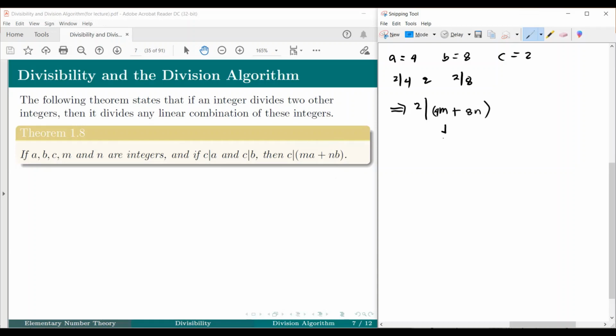So here, if M is 2 and N is 1, we have 8 plus 8. So we have 2 divides 16. So in that case, we know that 2 divides 16. Why? Because we can write 16 as 2 times K, where K is 8.